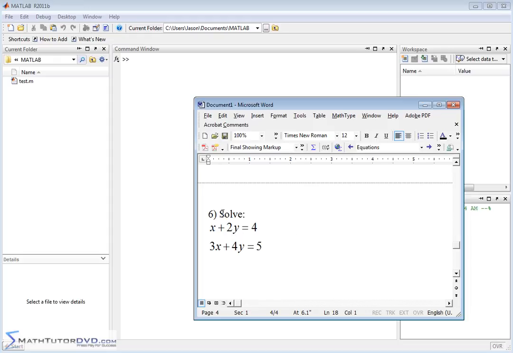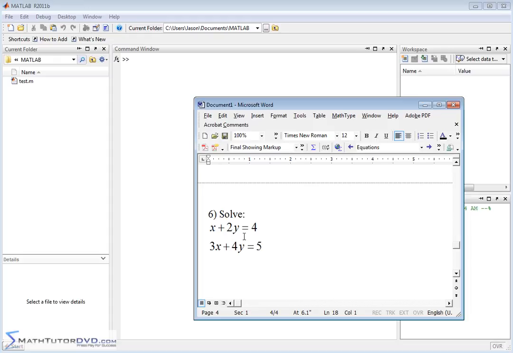Basically, the way you represent this as a matrix is that what's on the left-hand side of the equal sign goes in a matrix. So these coefficients, the 1 in front of the x, the 2 in front of the y, the 3 and the 4, you put in a matrix representing the left-hand side of the equation. Then you put the 4 and the 5, what's on the right-hand side of the equal sign, in a separate matrix. So basically you have two matrices.